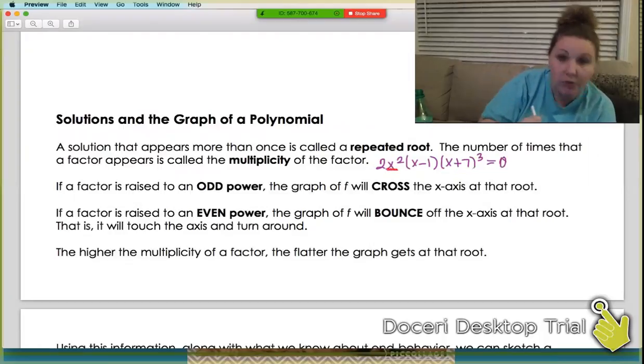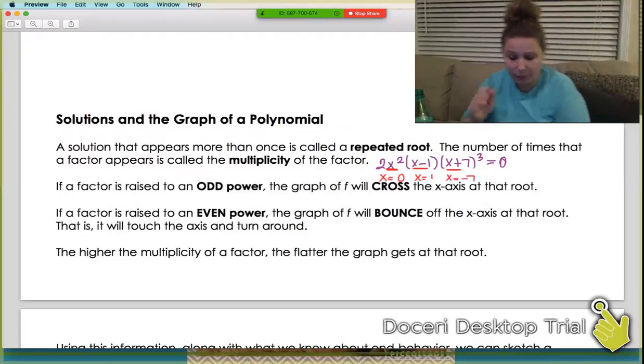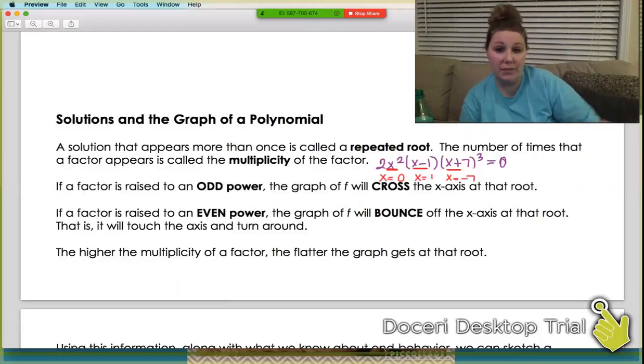I would get a solution from this x right here, so x is equal to 0. I'd get one from this here, x equals 1. And from right here, I'd get x equals -7, okay? So those are the zeros, and each of those came from a different factor.